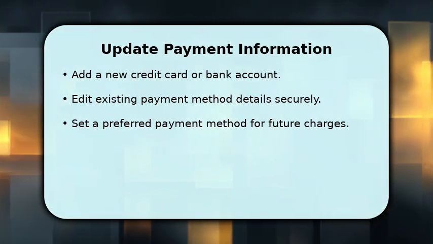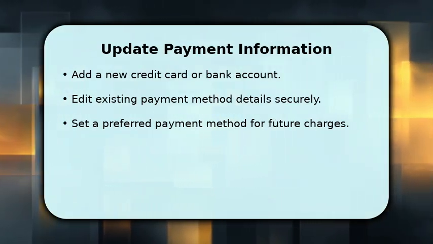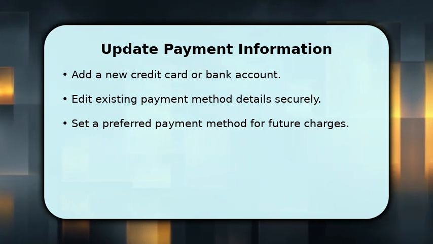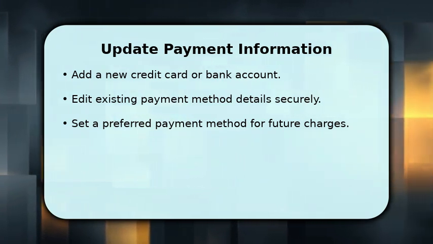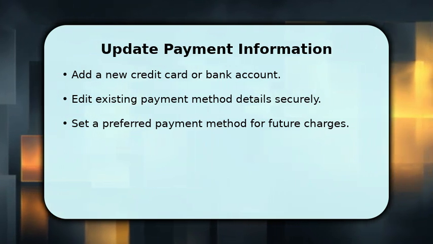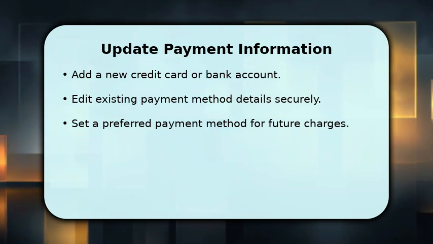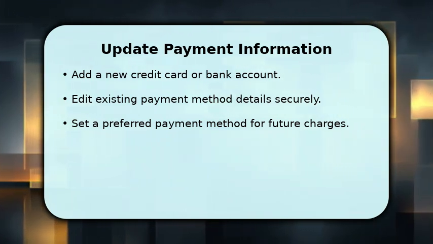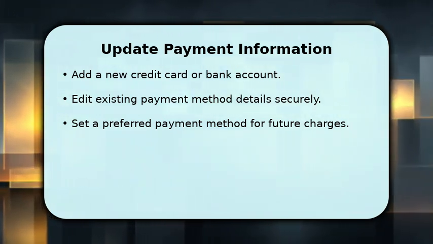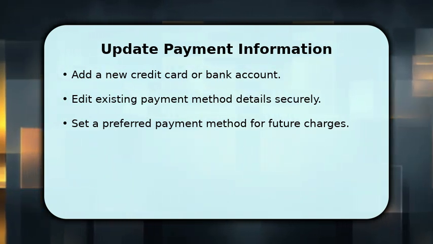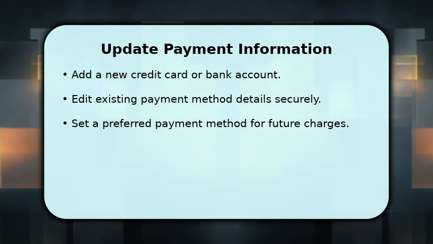Once in the billing section, you can easily update your payment information. You have the option to add a new credit card, such as a Visa, MasterCard, or American Express, or even a bank account. If your current card is expiring, you can edit its details right here. Remember to always save your changes. Setting a preferred payment method ensures your subscription continues without interruption, making the process smooth and efficient each month.